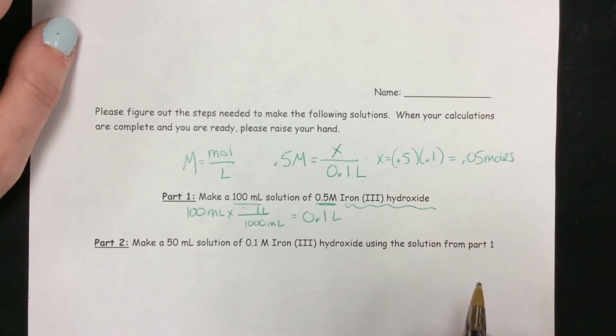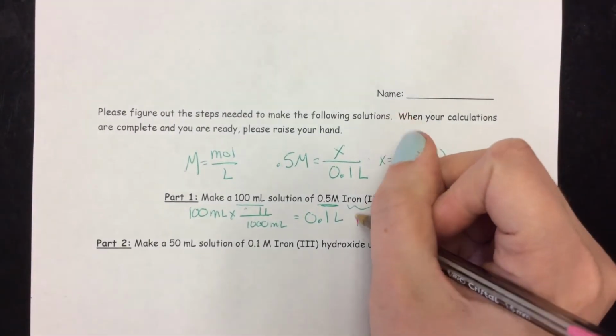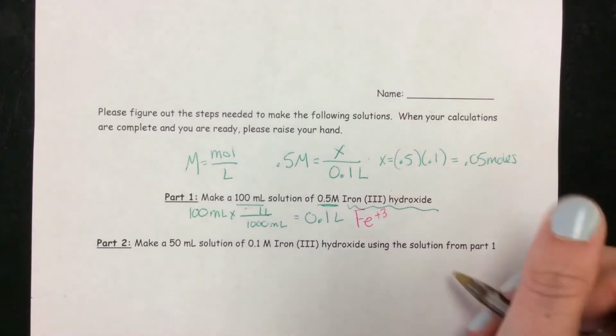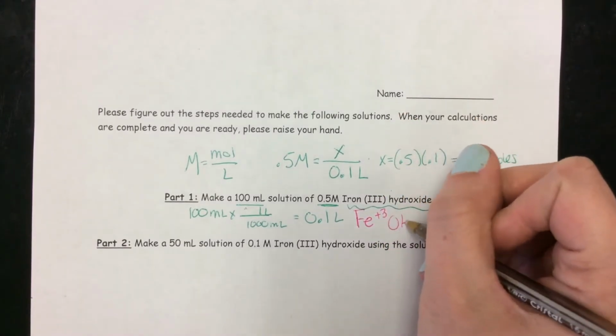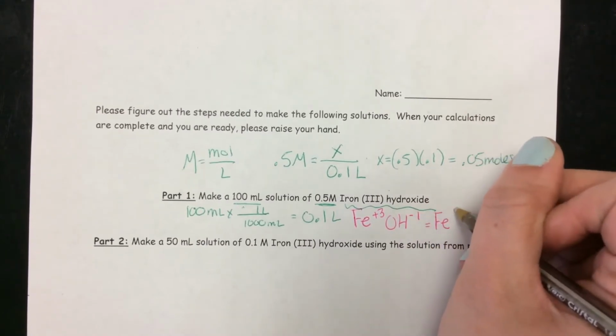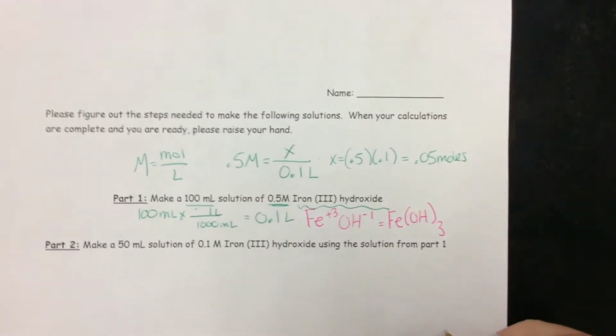So after I know that, then I need to go ahead and figure out my formula for my solid. So the formula is iron 3 hydroxide. So iron is Fe, and then the 3 means it has a plus 3. Hydroxide is OH, that has a -1. So this formula is going to be Fe(OH)3. So I need to figure that out.